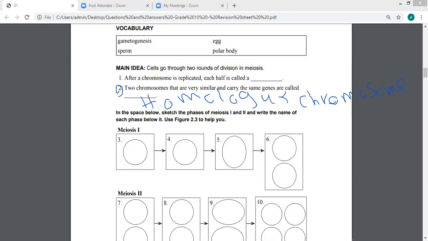Okay. Next one. In the space below, sketch the phases of meiosis 1 and meiosis 2 and write the name of each phase below it. Use figure 2.3 to help you. Figure 2.3 in your book, section 6.2.